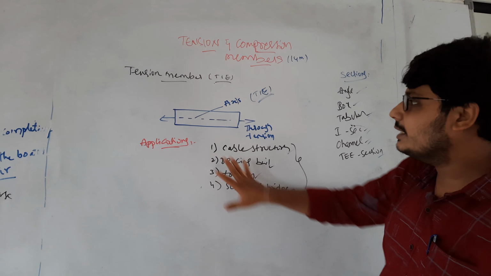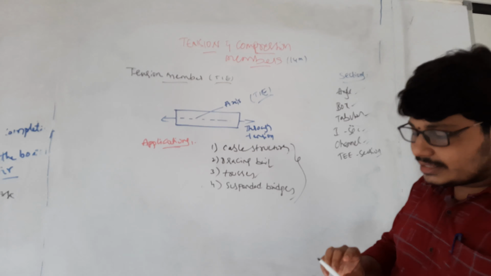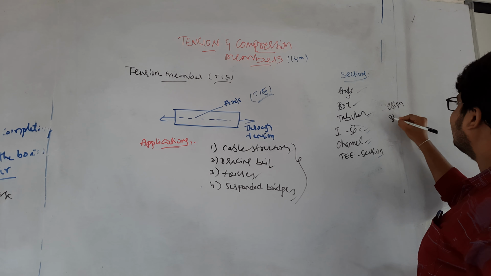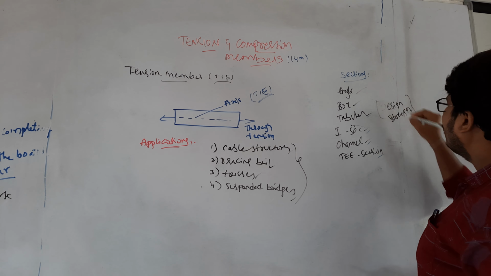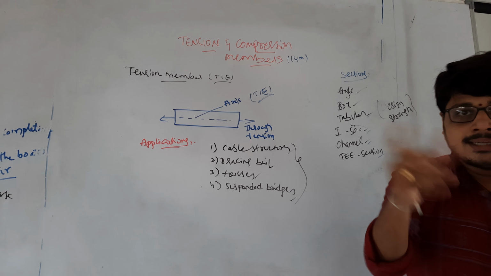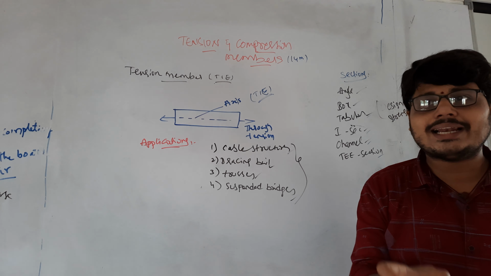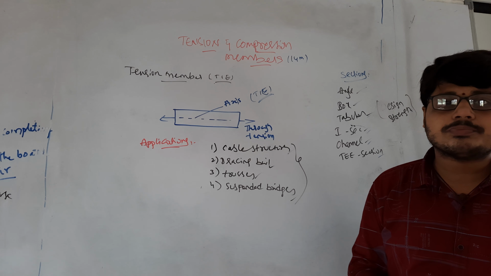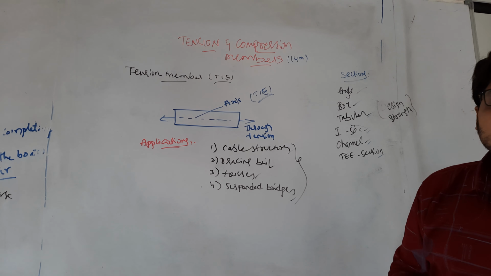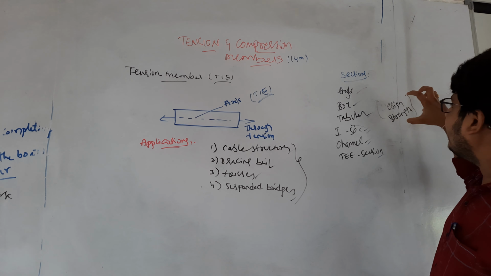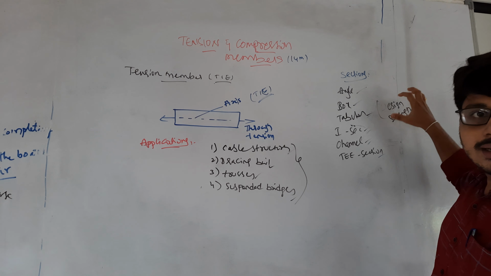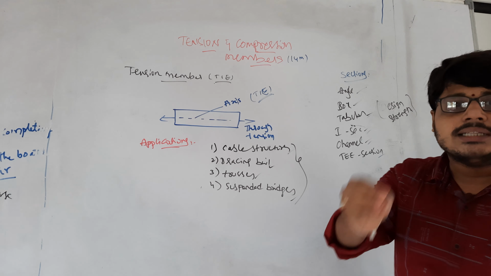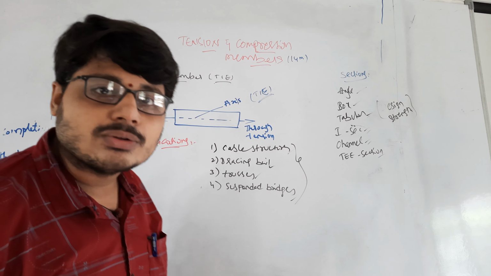In these methods, tension members depend upon design strength. To calculate the design strength of tension members, we will first take only tension members. It depends upon some parameters, which we will calculate. In the design process for tension members, there will be some modes of failure.